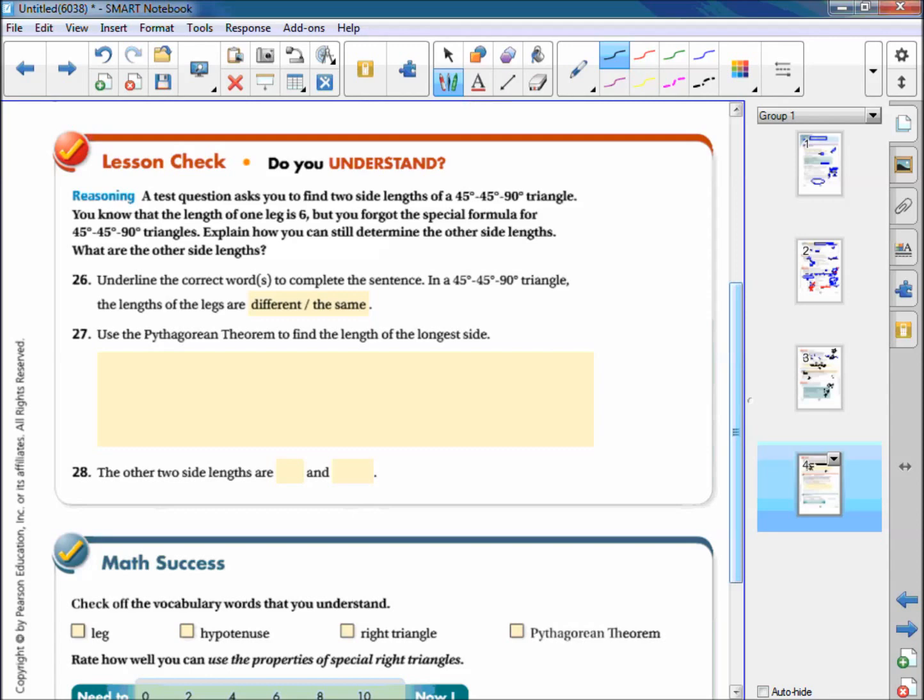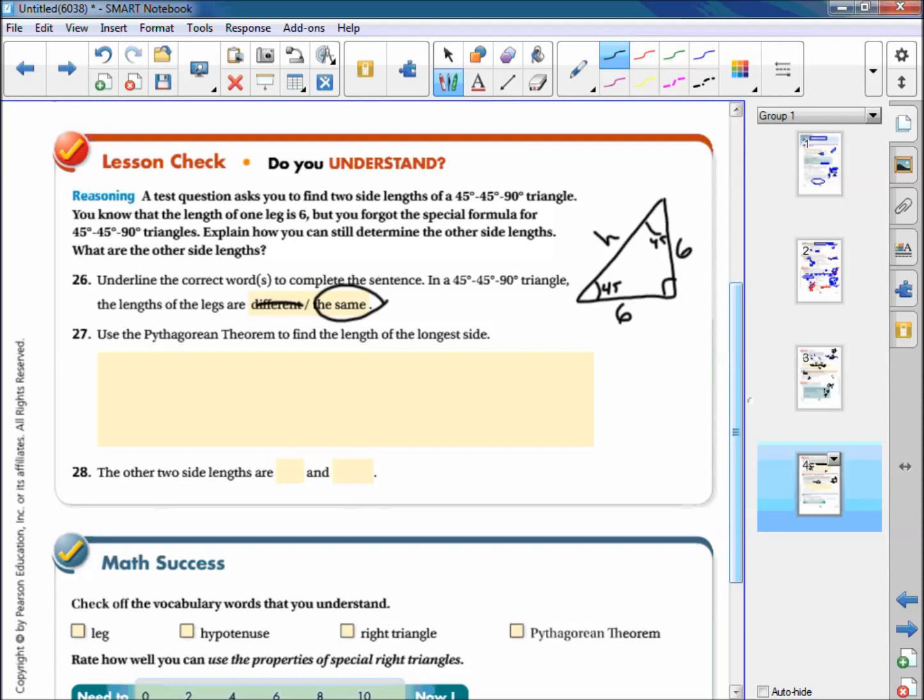Okay, so even though we only knew one, we can find both of them in a 45, 45, 90. So underline the correct words to complete the sentence. In the 45, 45, 90 triangle, the lengths of the legs are the same. That's why we really know 2. Okay, so we can do the Pythagorean theorem if we know 2 of the 3. So this was supposed to be 45 and 45. We knew that one leg was 6, but since they're across from the same angle measure, they both should have the same length. So 6 and 6. And then we're looking for our hypotenuse here.